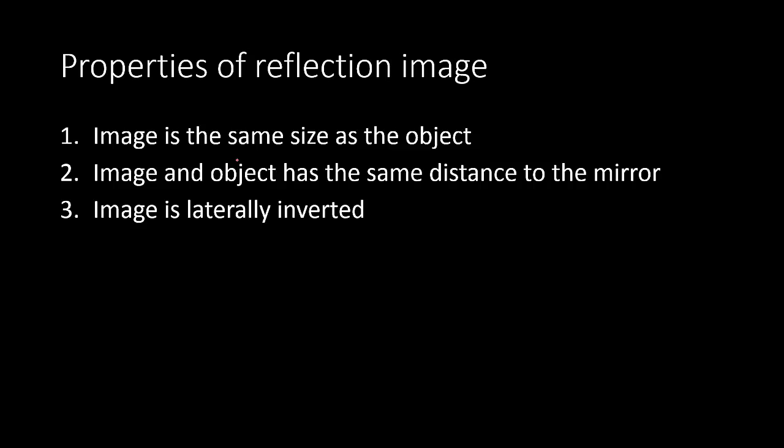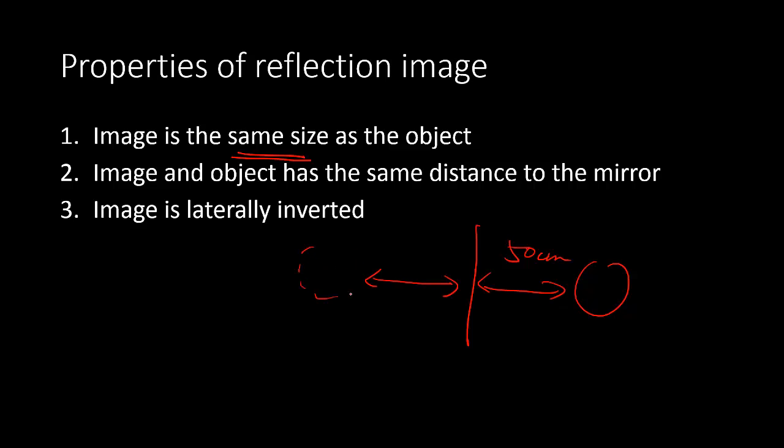The first one is the size of the image is the same as the object. That means you won't look bigger or smaller in the mirror. The second one is that the image and the object will have the same distance to the mirror. That means if you are 50 cm away from the mirror, the one inside the mirror, which is called the image, while you are called the object, will also be 50 cm away from the mirror. So that's the second property.